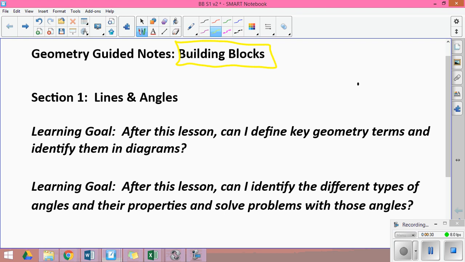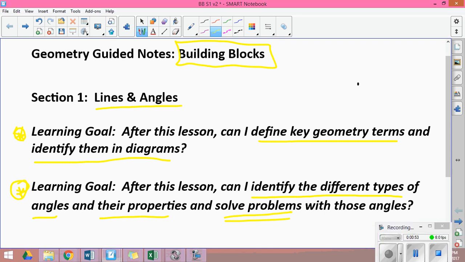So in section 1, we're going to talk about lines and angles, and we have 2 learning goals this unit. We want to be able to identify key terms and identify them in diagrams, and we want to be able to identify different types of angles, know their properties, and then use those properties to solve problems. So that's what you should be able to do when we finish this unit.